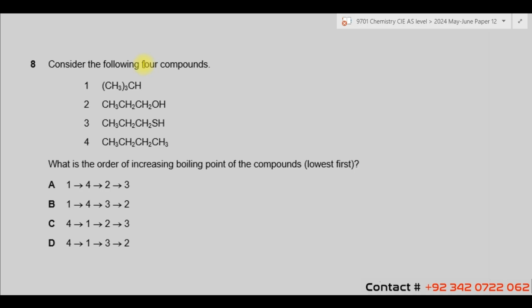Question 8. Consider the following 4 compounds. What is the order of increasing boiling point of the compounds? You have to find out which one is highest and which one is lowest. Let's draw the structures first. In the first one, we have 3 CH3 groups attached to a CH. So this one is branched. The second one is CH3, CH2, CH2 and OH.